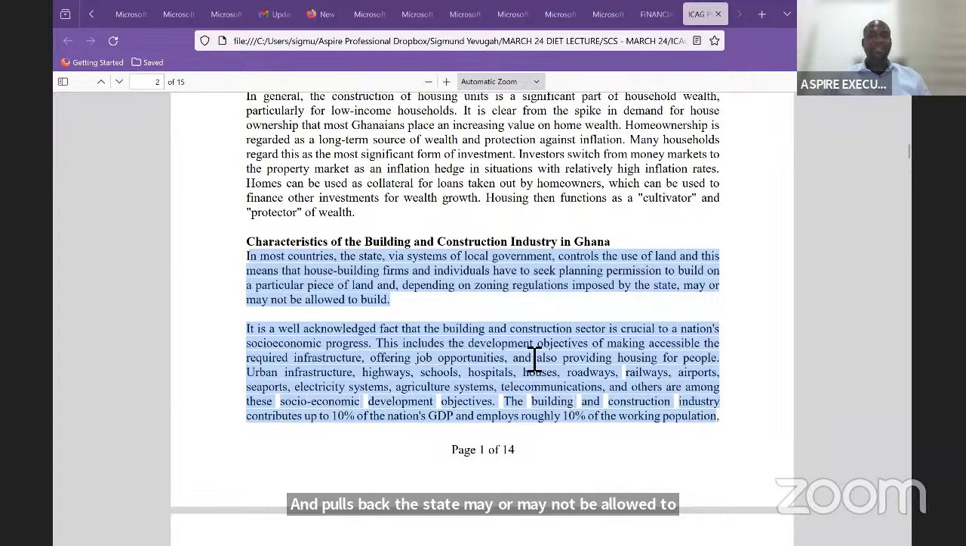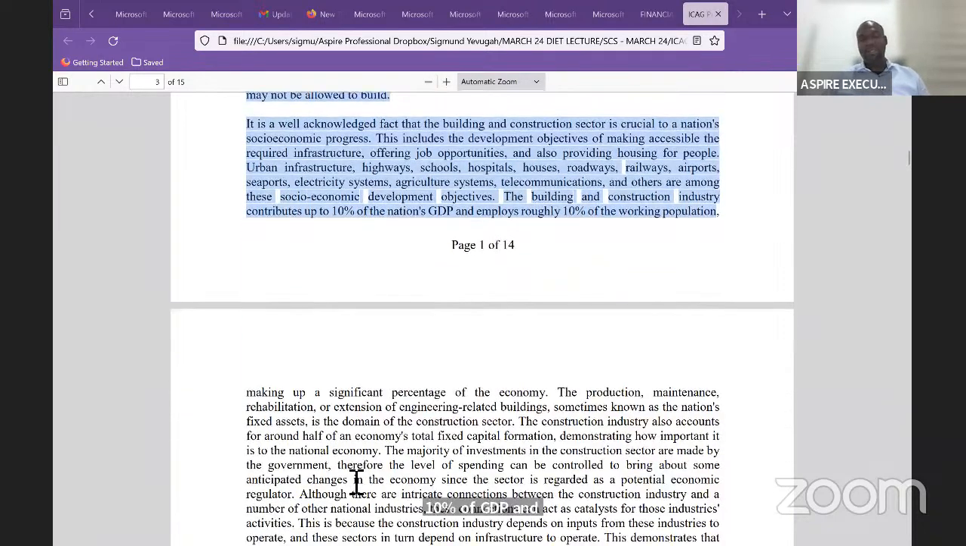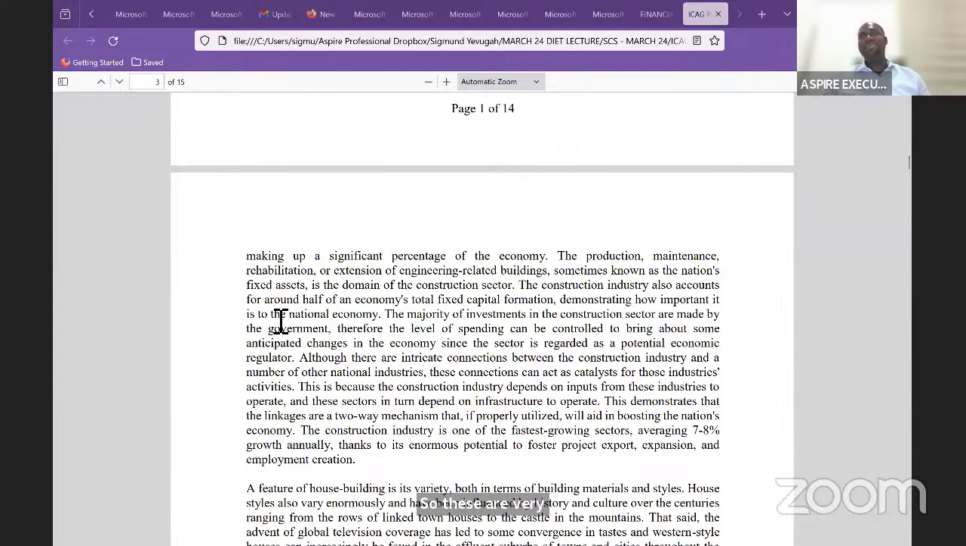It's a well-acknowledged fact that building and construction is very crucial to a nation's social and economic progress. This includes the objectives of making the required infrastructure accessible, offering jobs and opportunity, as well as providing housing for people. Urban infrastructure, highways, hospitals, it is clear. And we have been told clearly that the building and construction industry contributes 10% of GDP and employs about 10% of the working population. These are very good pieces of information that help you understand the depth of this industry and how it contributes to the development of the country.